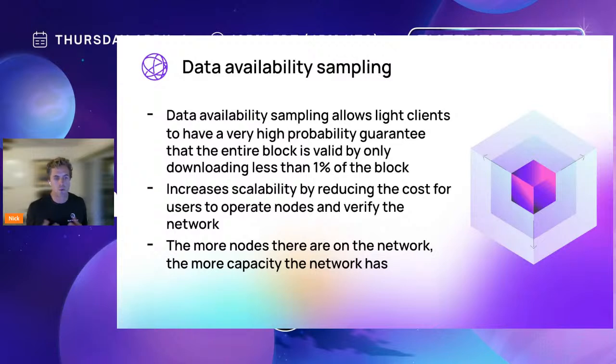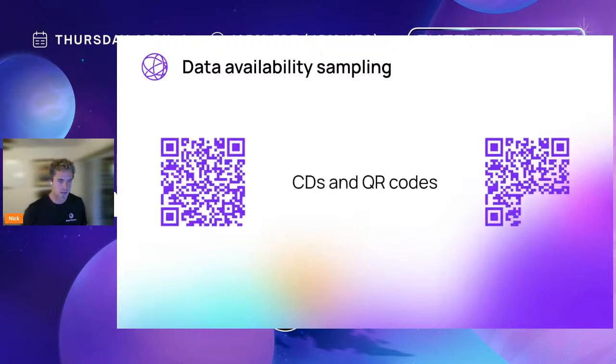But the point of that is that now all of a sudden you break that trade-off, right? You can now have big blocks, gigabytes of data per block, let's say, and you just have to download a few kilobytes, or maybe tens of kilobytes, basically, to verify that all that data is published. So let's talk about that a little bit more.